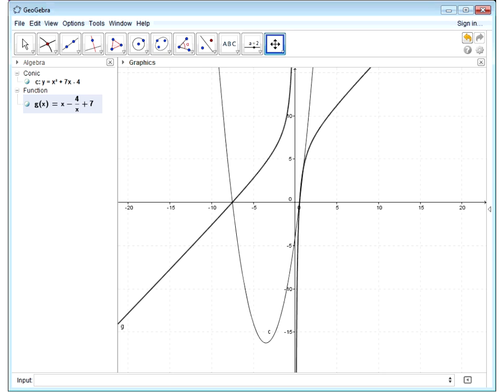So we didn't use parentheses properly. So this is what we're telling the graphing software. We're giving it a completely different equation than what we're supposed to.